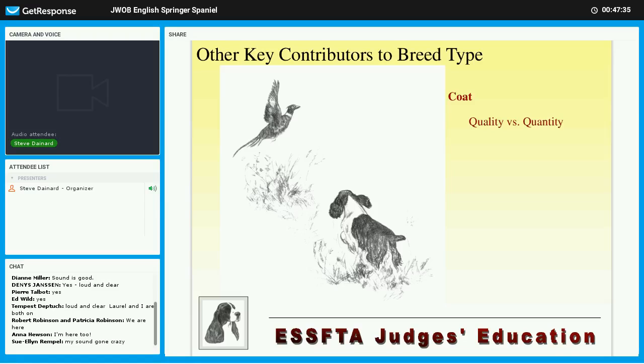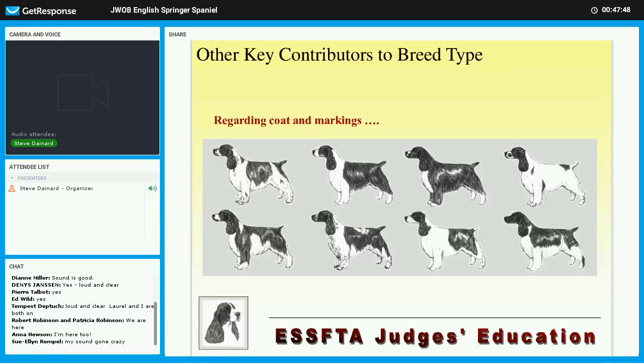Okay, so coat. This is a real stickler for me, and I'm sure for a lot of you as well. More is not always better, and so we'll talk about furnishings and coat quality and what we're seeing in the Springer ring. A big issue as well is that markings are really irrelevant as far as the Springer is concerned.